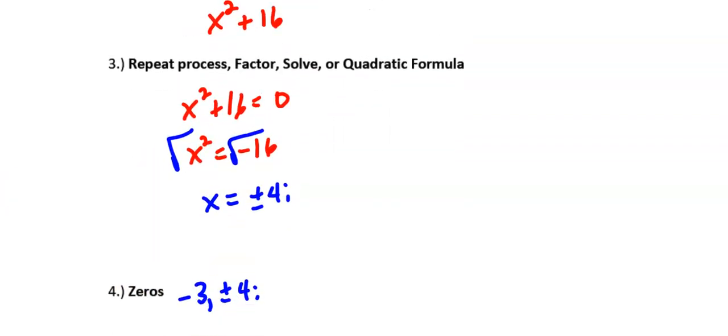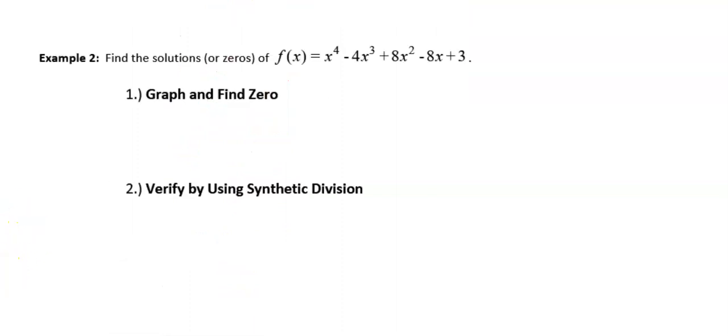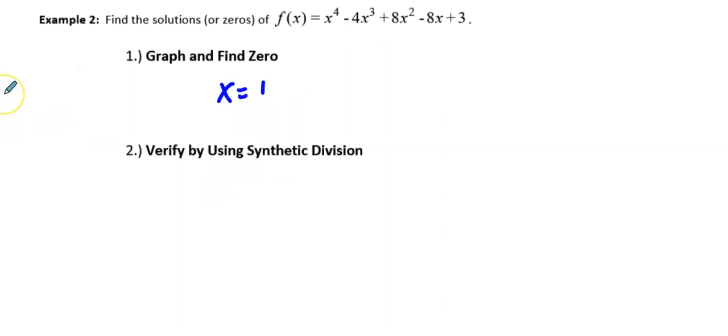Okay, let's try another one. So graph this polynomial, find a 0, and verify using synthetic. Okay, so we should have noticed from looking at the graph that we have a double root at 1. So we can do synthetic twice because it's a 0 twice. So we're going to use 1 and using the coefficients of 1, -4, 8, -8, and 3.